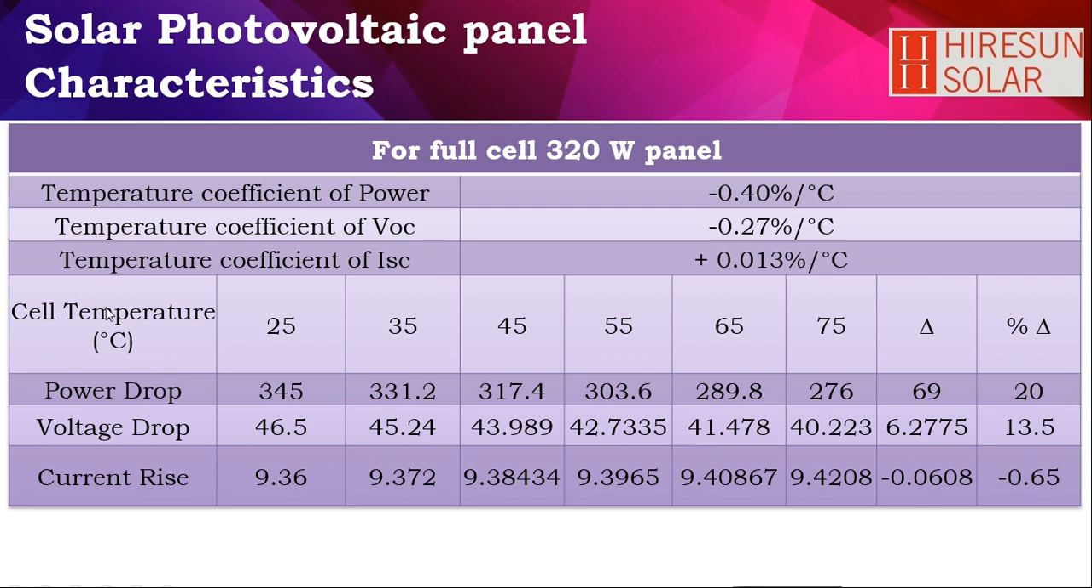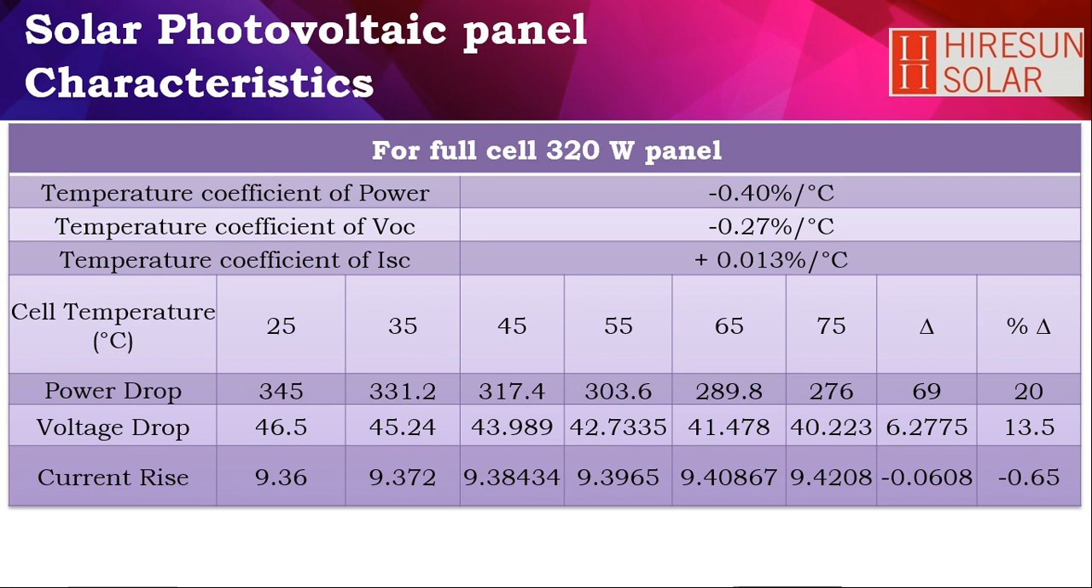Talking about the particular cell, if we are considering the standard test condition, we are having 1000 watt per meter square radiation and 25 degree centigrade temperature. So in this case, over here we are considering the power drop due to rise in temperature. And if we start with the same thing, we'll start with the power of 345. That is the peak power rating of the solar panel in this case. And these are the voltage drop and current rise with the increment in temperature.